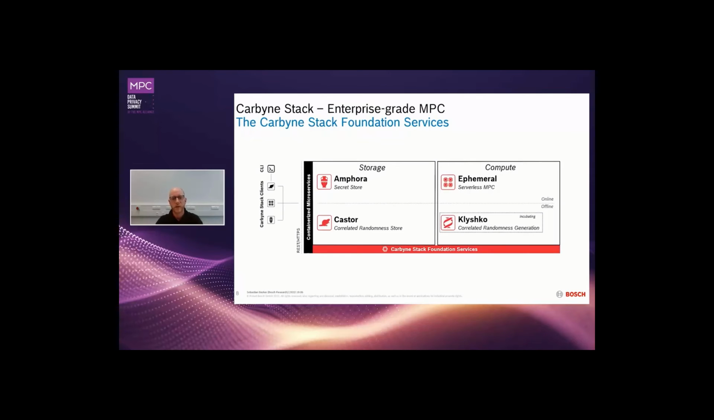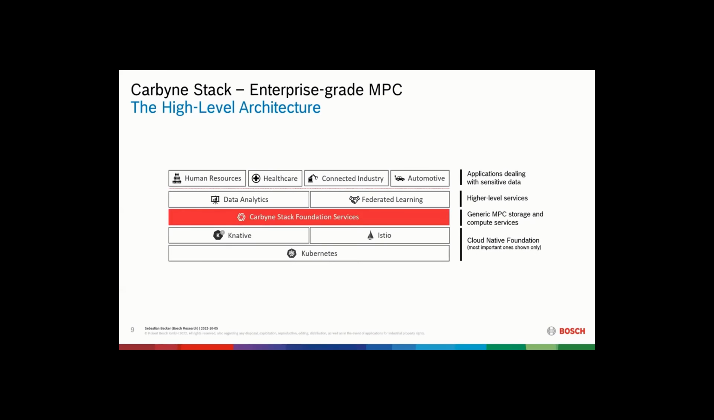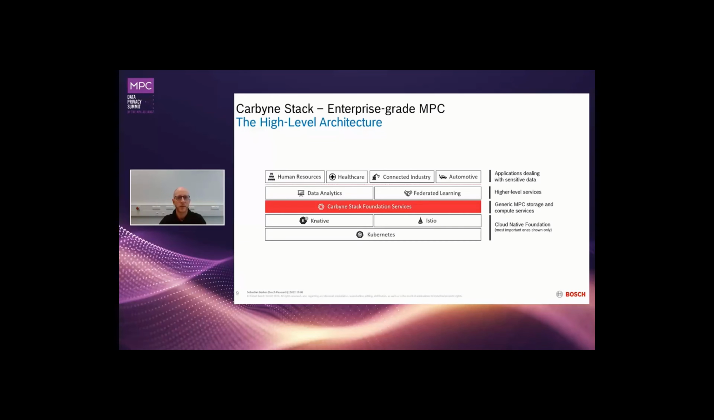For the online phase, there's Amphora, the secret store where clients can upload sensitive data using additive secret sharing to store and organize it for later use by Ephemeral, where Ephemeral is the serverless MPC service that uses MP-SPDZ to perform computations with the secrets stored in Amphora. The decoupling and separation into storage and compute functionality allows individual and load-dependent scaling of the parts of the offline and online phase. And these foundation services build the central layer in the architecture on top of cloud-native technologies as the basis, where the architecture illustrates the 3 most important cloud-native technologies for us: Kubernetes, Knative, and Istio.